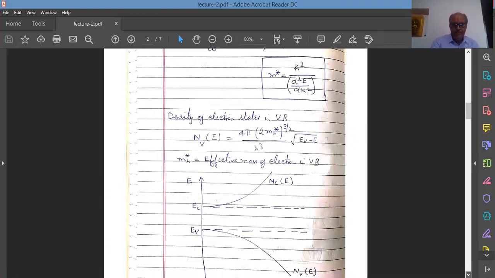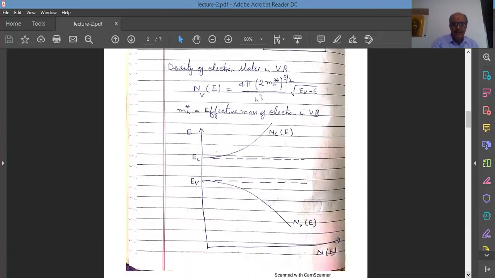If we plot them based on our energy level diagram, you can see here on the x-axis we have the density of states per unit volume per energy range. EC is the bottom of the conduction band, and EV is the top of the valency band. So in the valency band it will go like this, and in the conduction band the density of states will vary in a parabolic way like this.